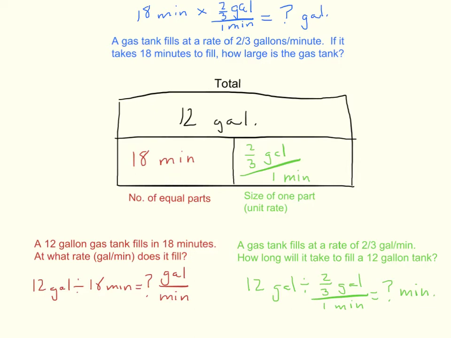The third word problem that we could get out of these three quantities is the multiplication, where we know both the number of equal parts and the unit rate, and in that case we get this word problem of a gas tank fills at a rate of 2/3 gallons per minute. If it takes 18 minutes to fill, how large is the gas tank? 18 times 2/3 equals how many gallons?